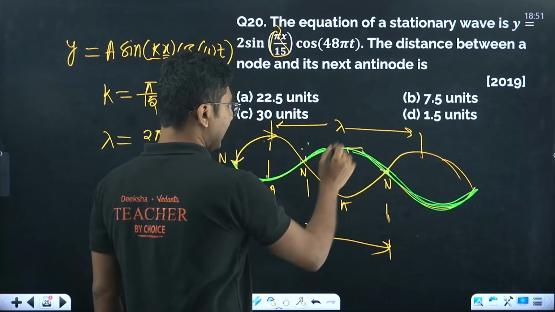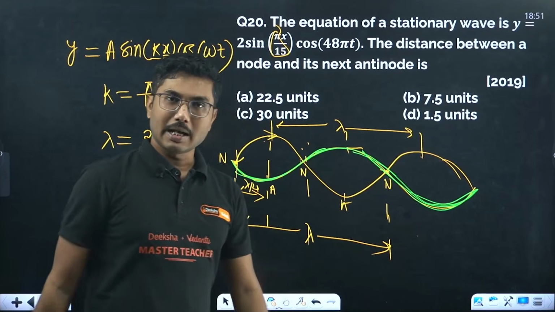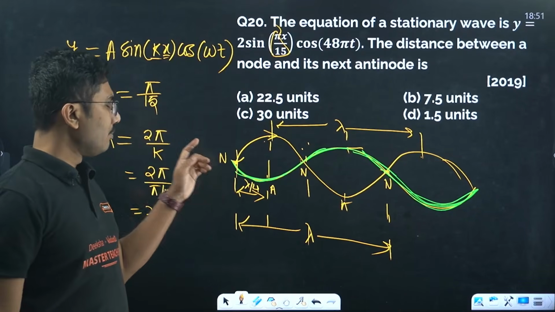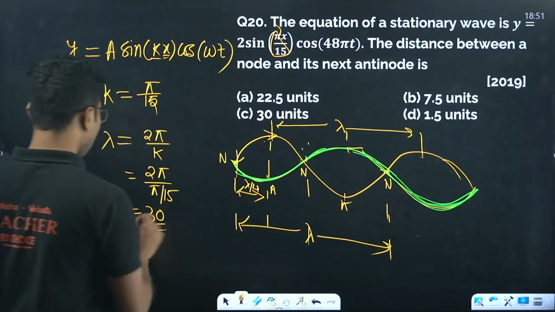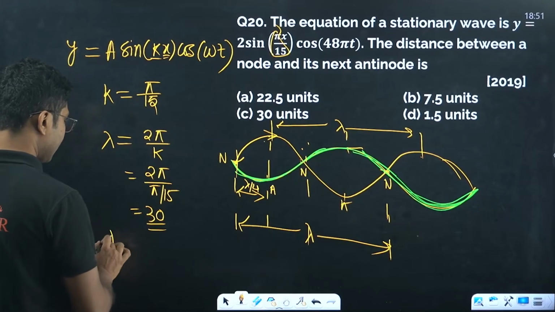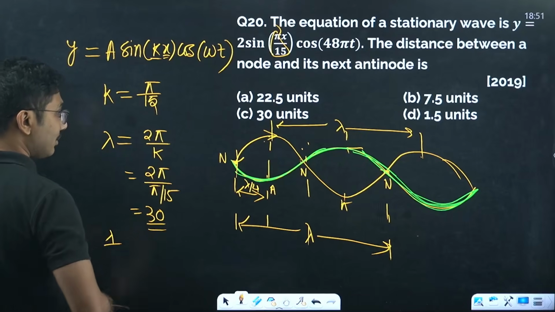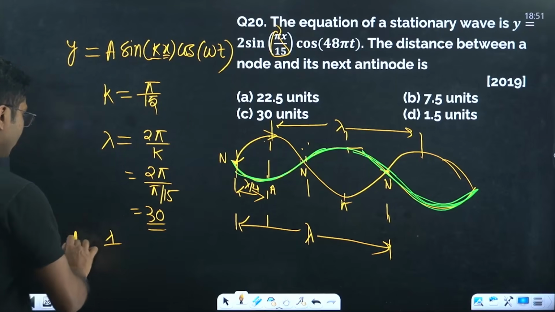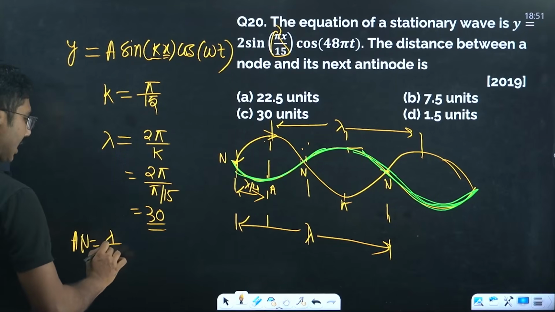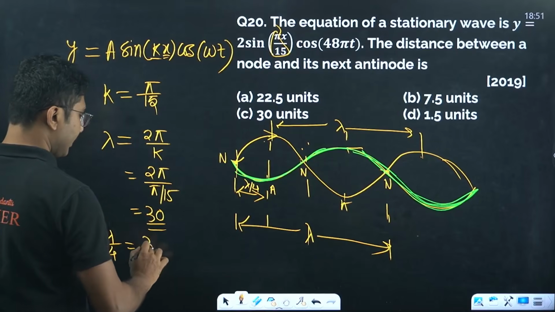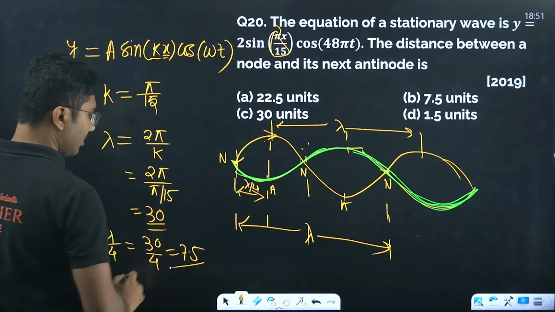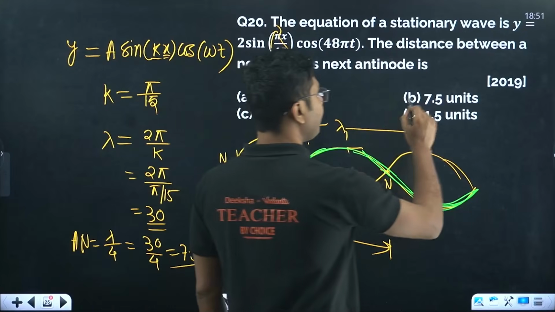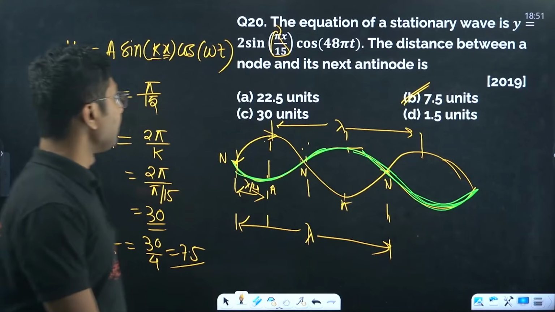Two consecutive antinodes, again it will be lambda by 2. But between a node and an antinode it will be lambda by 4. So lambda we have calculated. The distance between a node and an antinode is lambda by 4, which is 30 by 4, which will be 7.5. So it will be 7.5 units. Correct answer is option B.